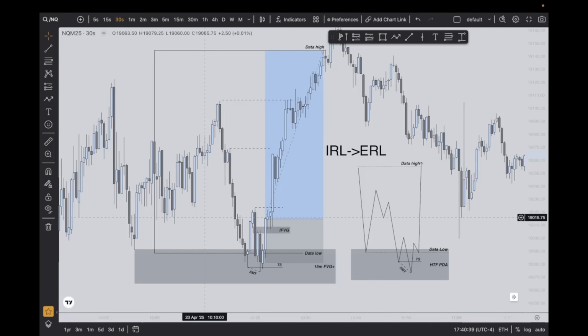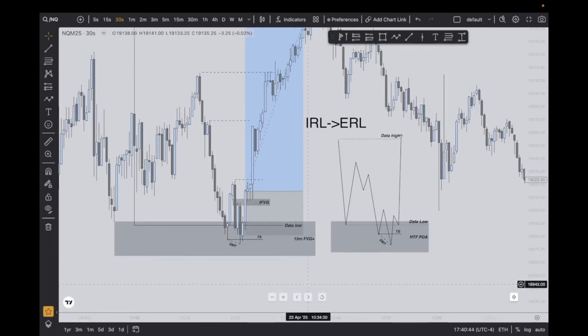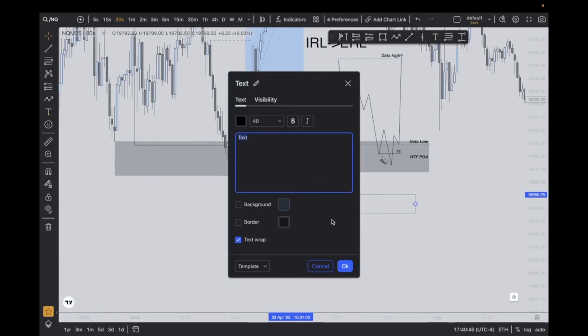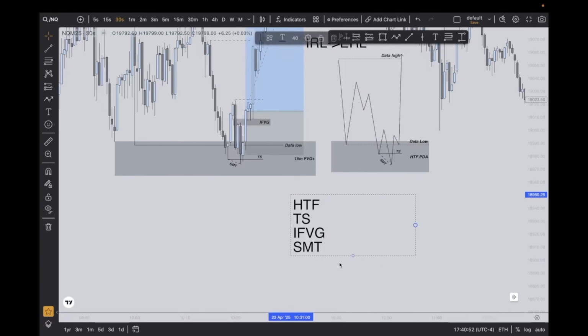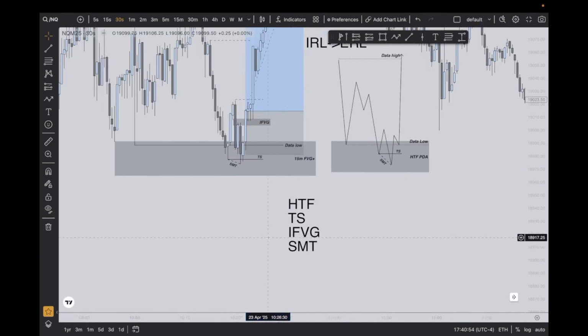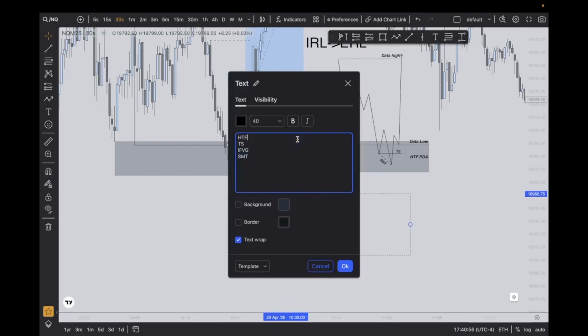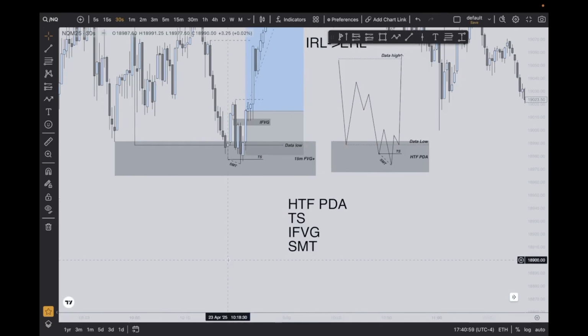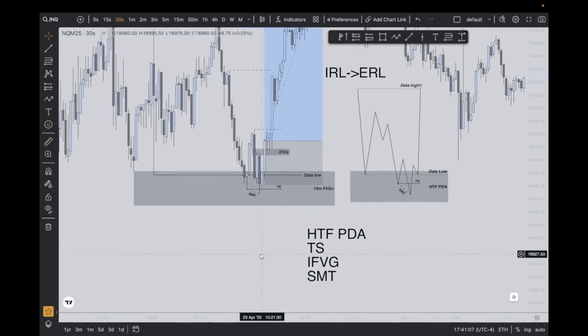You're just using an inversion with a little bit of extra spice. If you truly want to max out this model, and I'll write it out again for y'all: high time frame PDA, turtle soup, IFVG, SMT. I'm only looking for 4 things. I didn't write that down. High time frame PDA. This is all I'm looking for. Trading doesn't have to be difficult. It really doesn't. And this model allows for that.